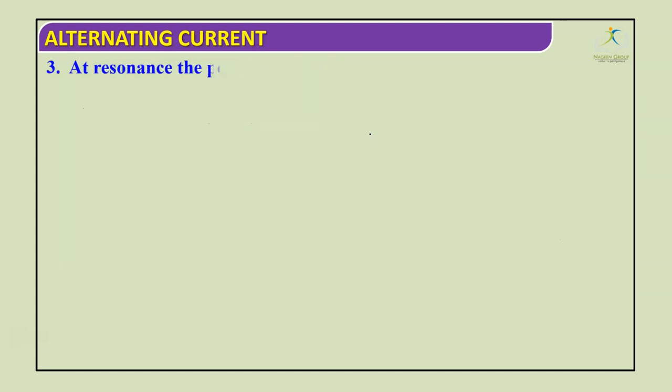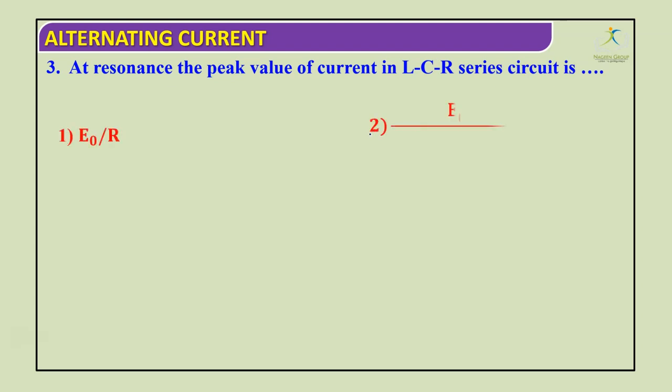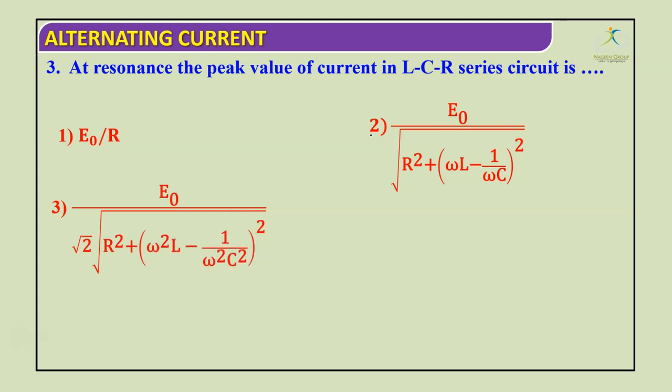Moving ahead with the next question. At resonance, the peak value of current in an LCR series circuit is: first, E naught by R; second, E naught by root of R square plus omega L minus 1 by omega C whole square; third, E naught by under root 2 with the root of R square plus omega square L minus 1 by omega square C square whole square; fourth, E naught by root 2 R.